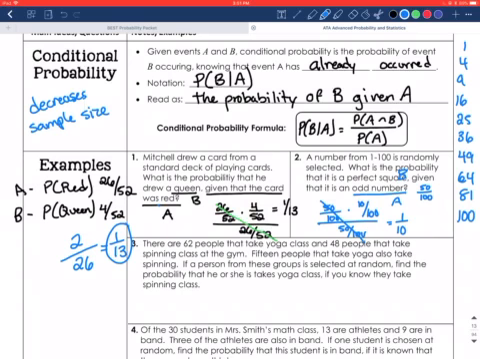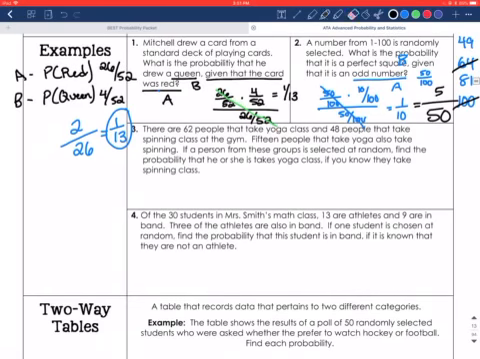Now you can also look at it another way. Given that it's an odd number, that decreases our sample size automatically to 50. We're not looking at the even ones. We're just looking at the odd ones. So now, how many of those perfect squares are odd? We're going to mark off 4, 16, 36, 64, and 100. And that leaves us with 5. 5 of them are perfect squares, which will be 5 over 50, which still simplifies to 1/10.